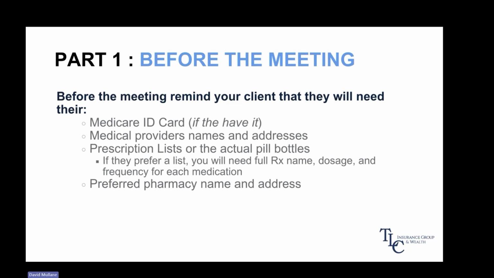I can't tell you how much time that simple step saves me over the years, between the people that bring me their pills in a bag versus the people that make a list, because inevitably they're going to leave off information that you need to know. A final reminder is that preferred pharmacy name and address. We'd like to know where our clients currently go to get their prescriptions filled, and perhaps a few other alternatives. That way we can be really good at giving them their options in the quoting process.